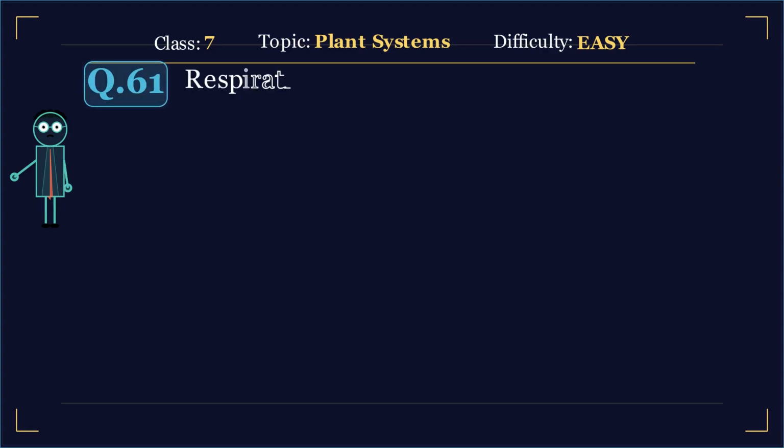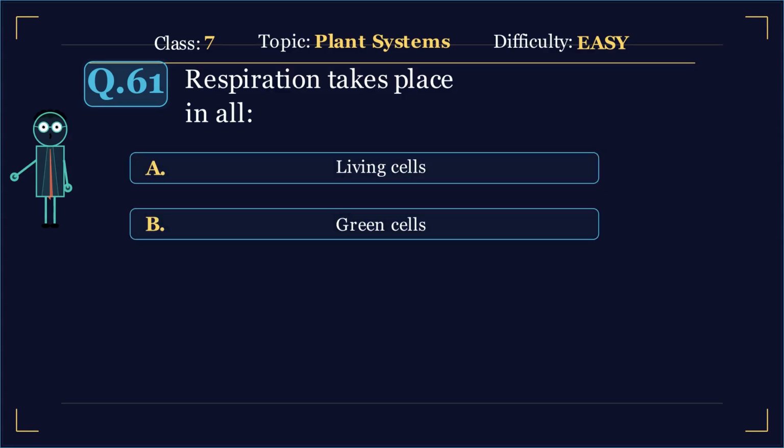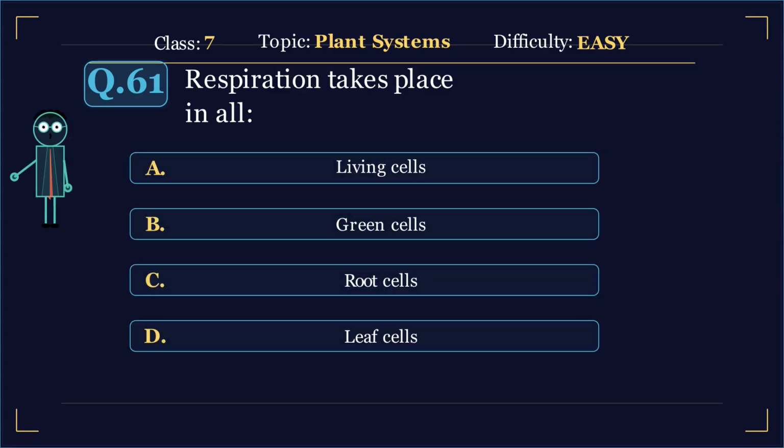Question 61. Respiration takes place in all. Option A, living cells. Option B, green cells. Option C, root cells. Option D, leaf cells. The correct answer is option A.